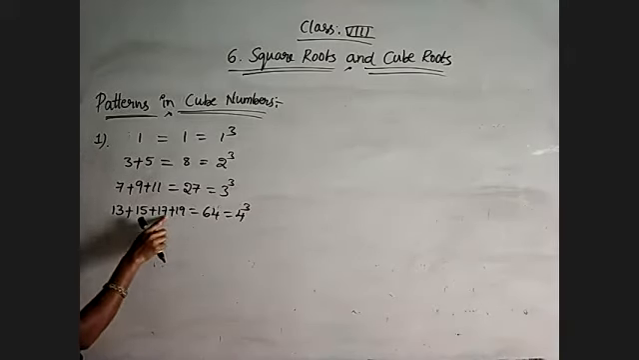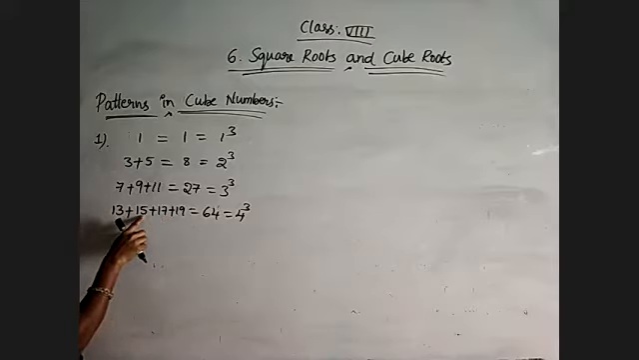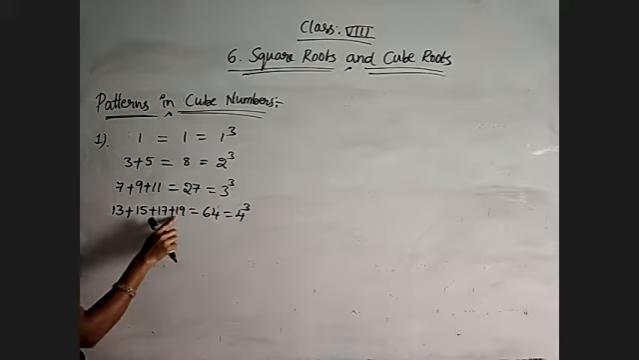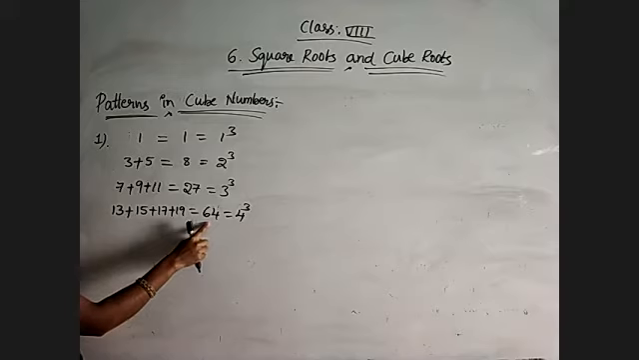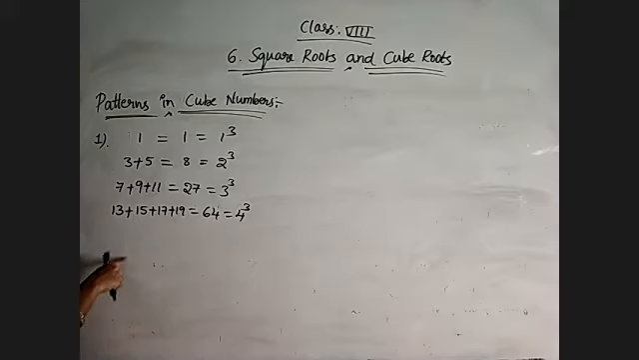9 plus 7, 16. 16 plus 5 is 21. 21 plus 3 is 24. 4 we are getting and 2 will be carried. So 2 plus 1, 3, 4, 5, 6, 64. Which is nothing but 4 cube. Like that only, try to write the first next value.